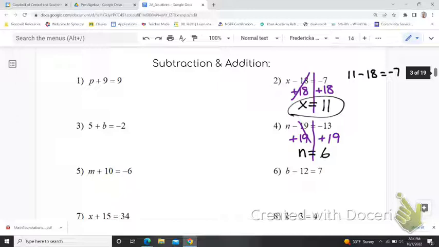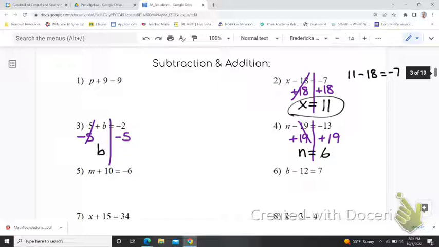So these top ones are all addition and subtraction. So let's look at one that's addition, number 3. So I would want to get rid of the 5 because it's on the side with the b. So I'm going to do minus 5, I'm going to do minus 5.